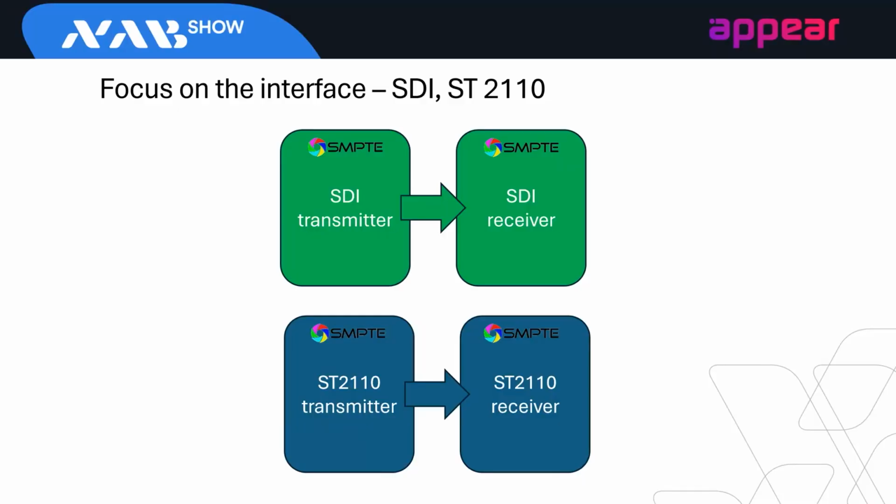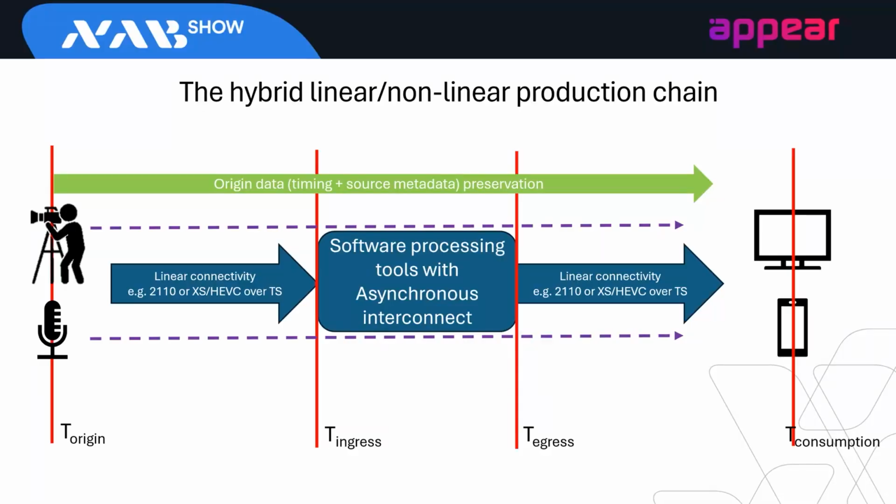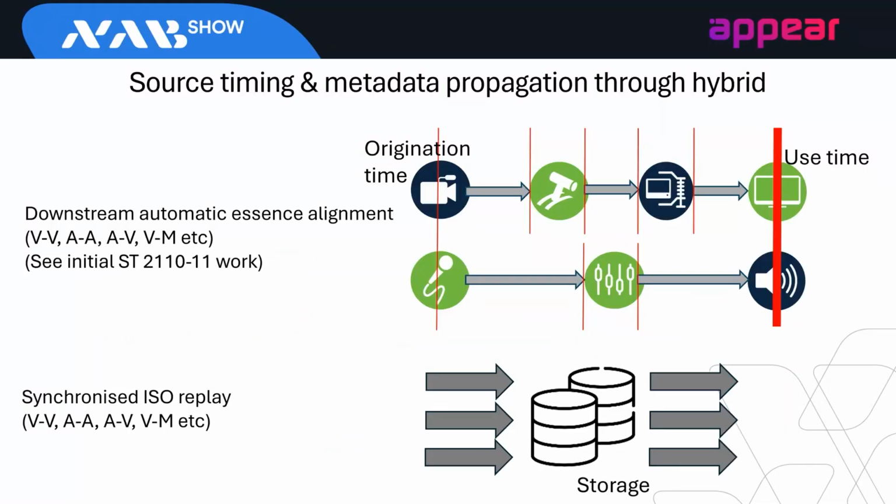Now, what we've done in the past when we've defined specified interfaces, we've focused on an interface. We haven't thought so much about the end-to-end system requirements. And I just want to spend a couple of minutes talking about this. That was true with SDI. That was true with 2110. So going back to this picture, we've got this juncture where we're actually going from linear synchronous into this asynchronous compute world and back again.